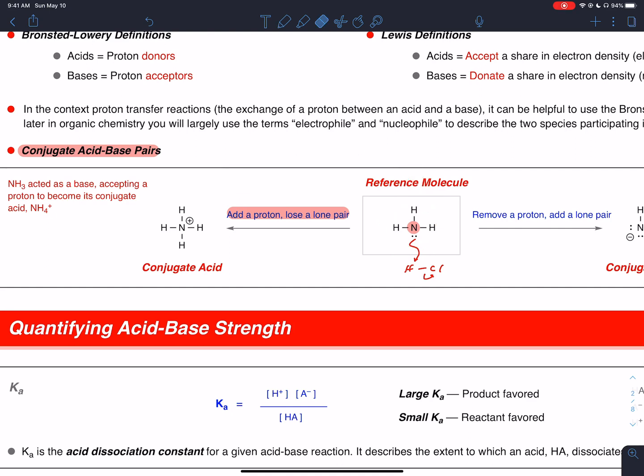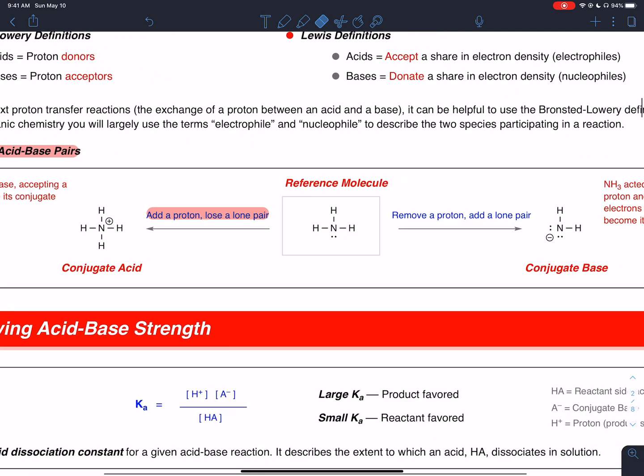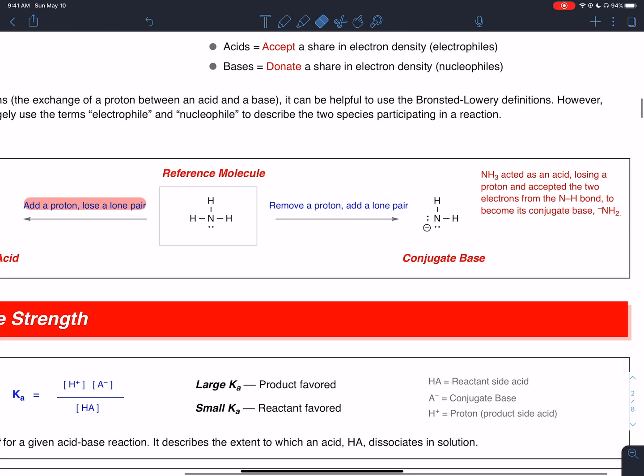Now, we could also imagine NH3 acting as an acid, losing a proton to become its conjugate base. So again, let's take an example. You might have something like CH3-. This is a very strong base. If it were to share its electron density, the negative carbon atom, with the proton, we could then deprotonate the nitrogen atom. And so the conjugate base of NH3 is NH2-.